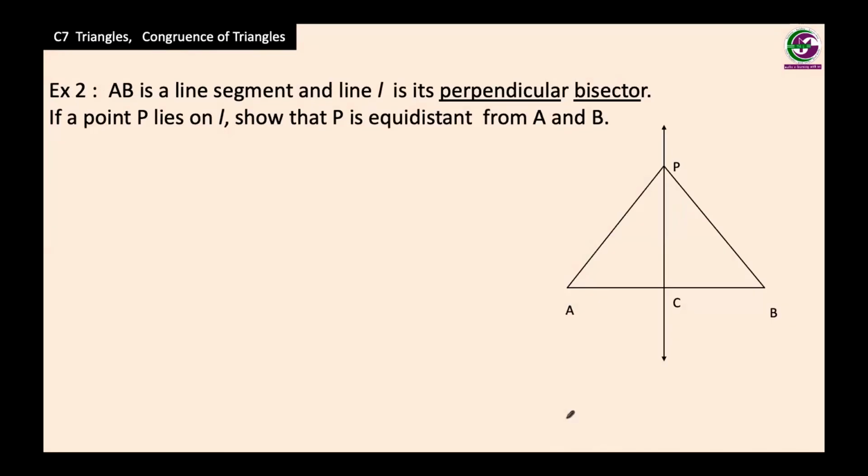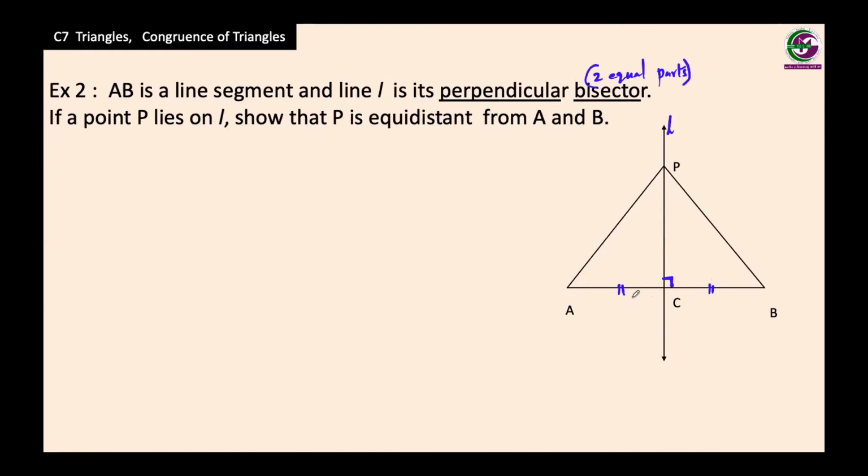Let's move on to another example. AB is a line segment and line L is perpendicular. What's the meaning of perpendicular? Line L is perpendicular to the line segment AB, and that is also a bisector. Bisector means cut into two equal parts. So AC and CB are the same.